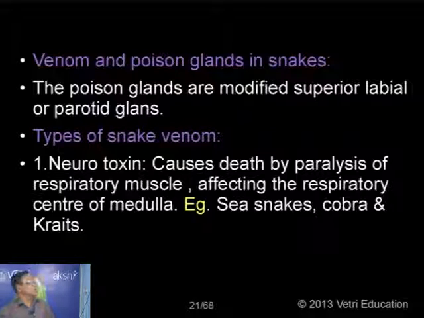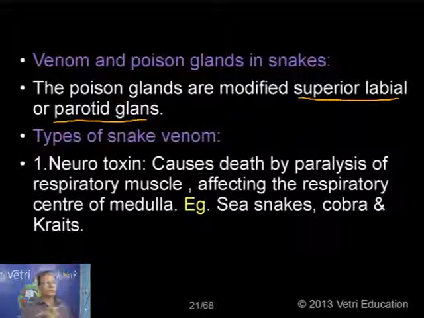We can say that easily. Now, while we are talking about snakes, there are some questions repeatedly asked related to the poison and venom of snakes. That's why we have to concentrate on this category. What is the nature of the venom and poison glands in snakes? See, we have the poison glands. These are all modified parotid glands, one of the salivary glands, modified salivary glands, placed over the labium. So labrum is the upper jaw and labium is the lower jaw. It is a superior labial gland as it is found superior to the lower jaw. That is why it is also called superior labial or parotid glands. So the poison glands are modified parotid glands, or superior labial glands, you can remember.